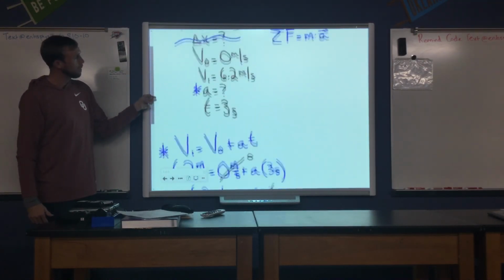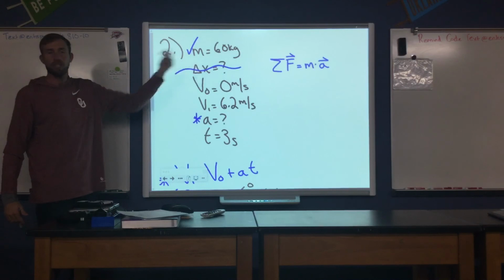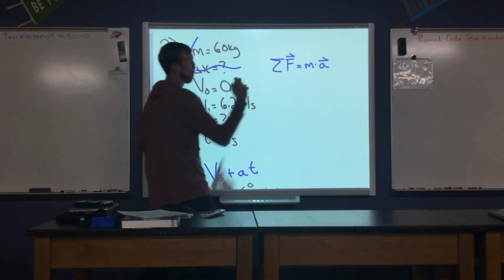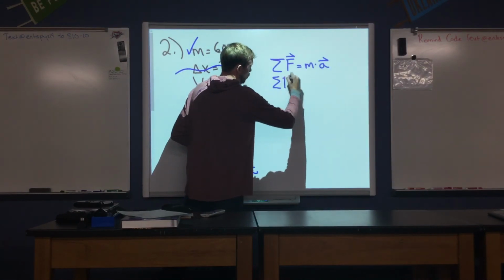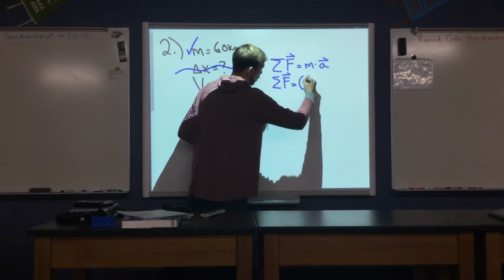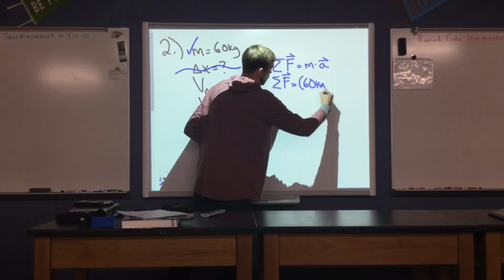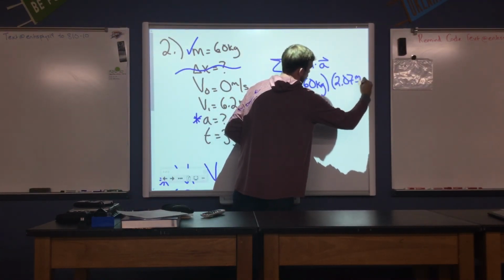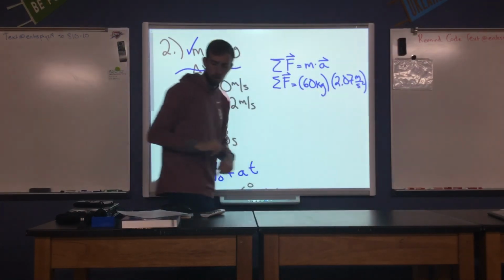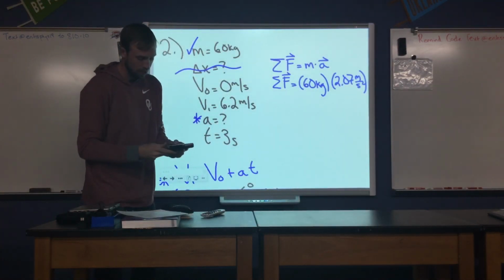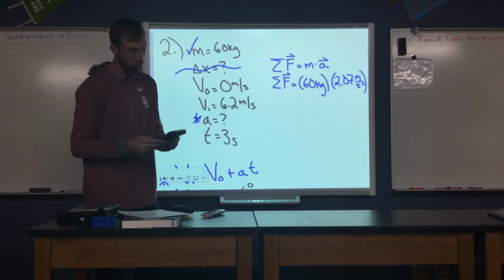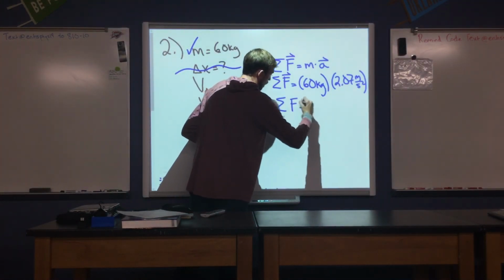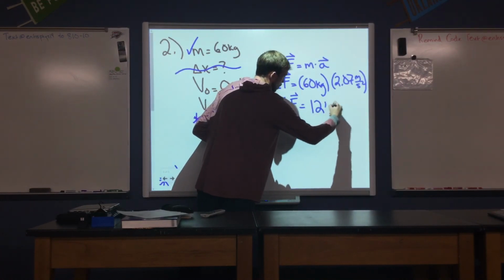So now that we're here, we can use that acceleration within the context of Newton's second law to find our average or net overall force. So the sum of forces on our runner is equal to the runner's mass, 60 kilograms, multiplied by the runner's acceleration, which we calculated to be approximately 2.07 meters per second squared. So I'll take 60 times 2.07, and I should get a value of approximately 124 newtons.